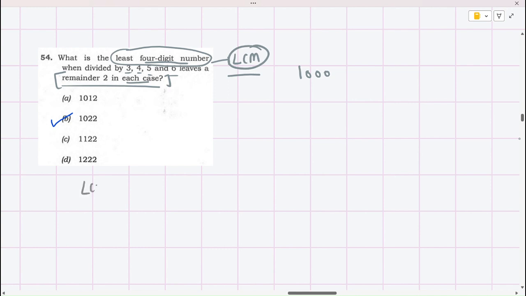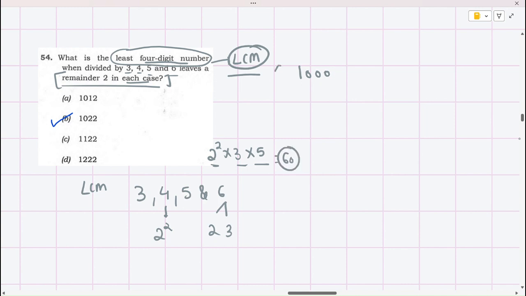So first we'll find out the least common multiple of these numbers. We'll just write here 3, 4, 5 and 6. 3 remains the same, 4 becomes 2 raised to the power 2, then we have 5 and 6 becomes 2 multiplied by 3. So to find out the least common multiple we have here 2 raised to the power 2 multiplied by 3 multiplied by 5. These are the only prime numbers present here. So it will be 20 multiplied by 3, which is equal to 60, which means that the least common multiple is equal to 60.